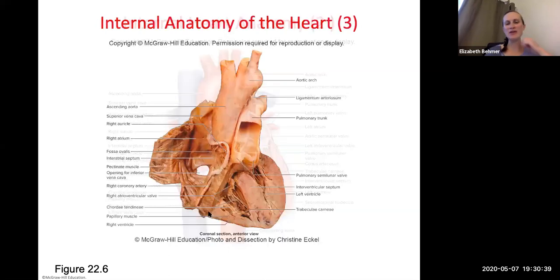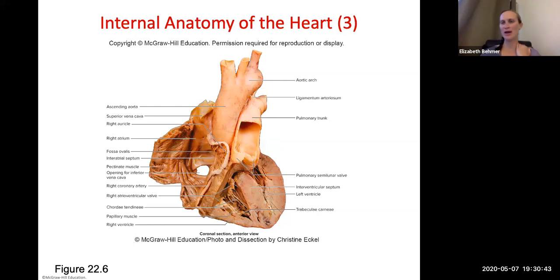This is a cadaver view of the heart. It's a little bit harder to see things. The one thing I do want to point out with the cadaver view is just that the left ventricle has the thickest muscular walls. And that's because your left ventricle is the one that is going to be pumping blood out to the rest of the body.